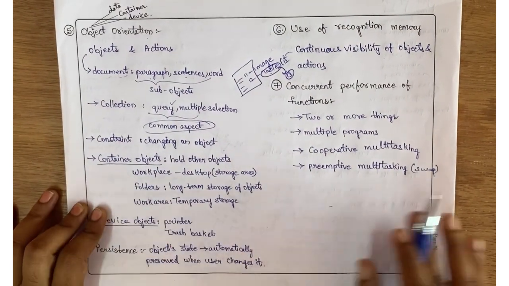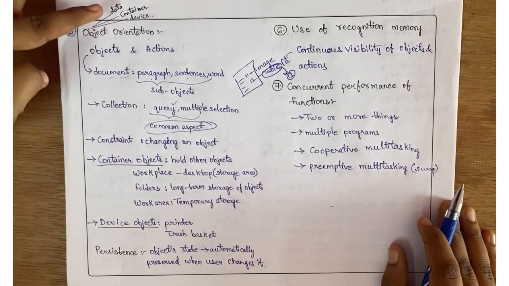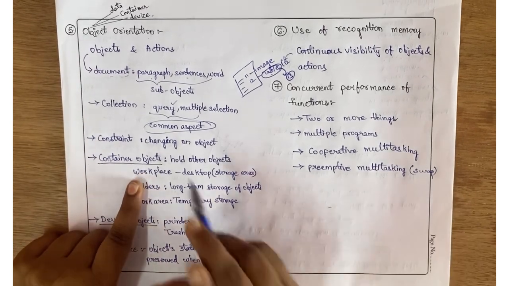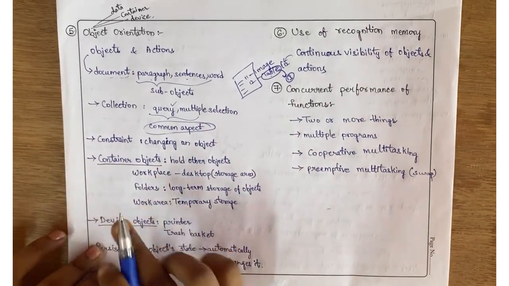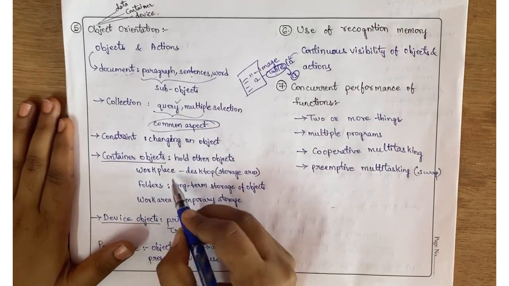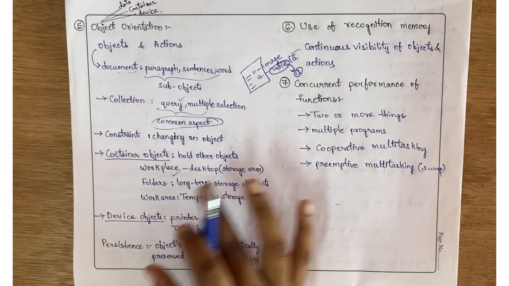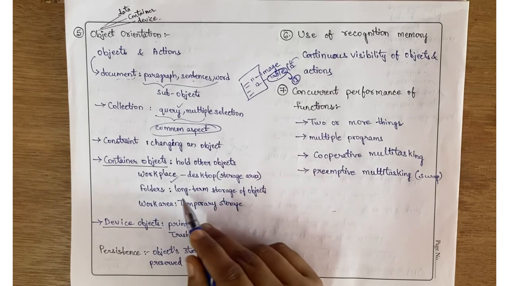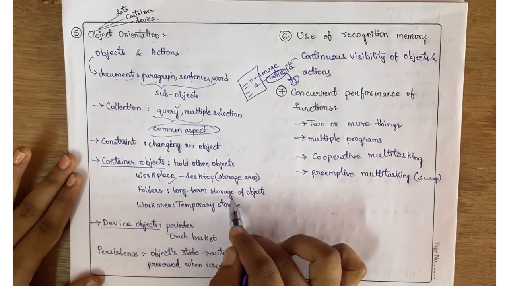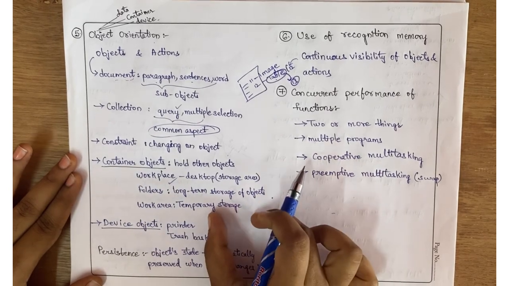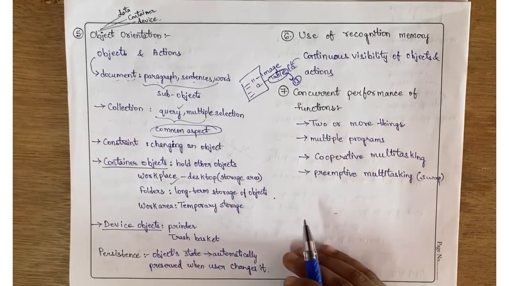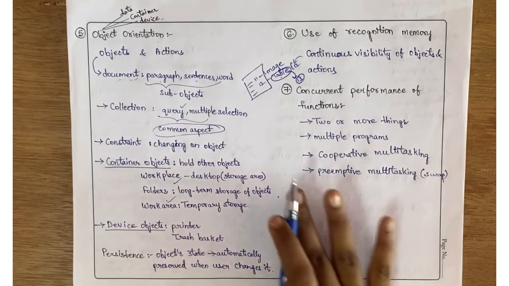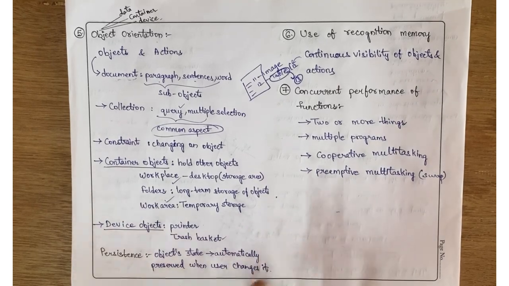That is the constraint here. And coming to the container objects, the second type. First we discussed data objects, for example a document. A container object is an object that holds other objects. In this we have three types again. The workplace object is like the desktop, the storage for all the objects. Folders are for long-term storage of objects. And the work area is a temporary storage. That means the things we are currently working on are stored under the work area. And coming to device objects, these are the physical things, like a printer, trash basket and the like.